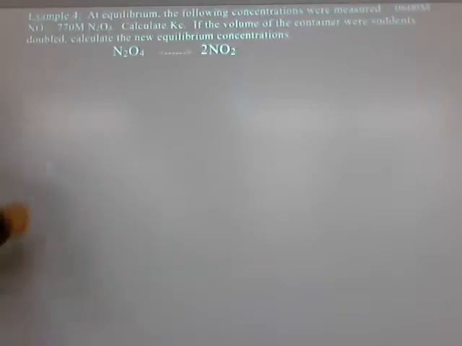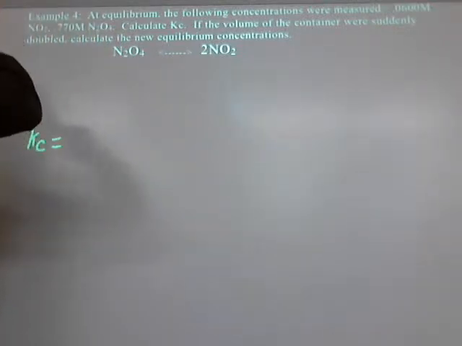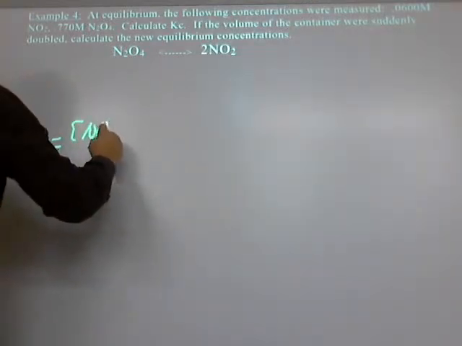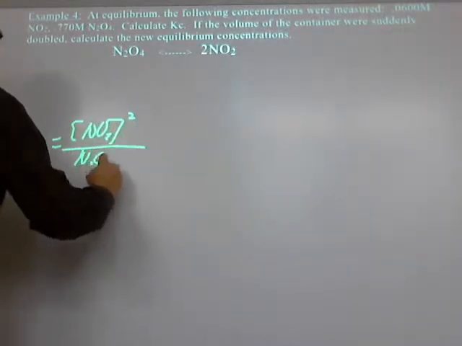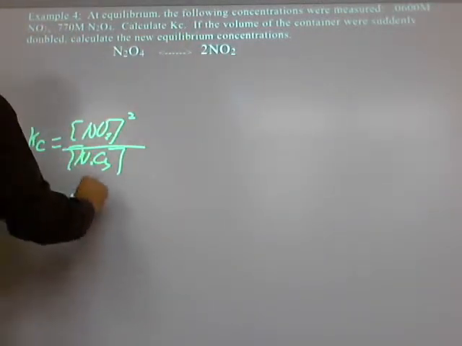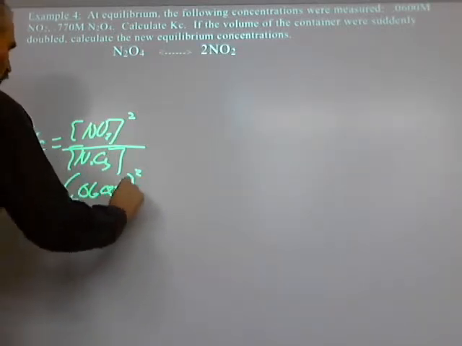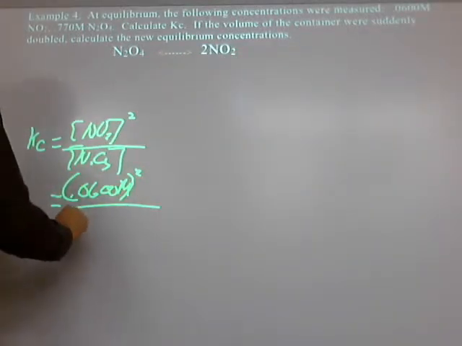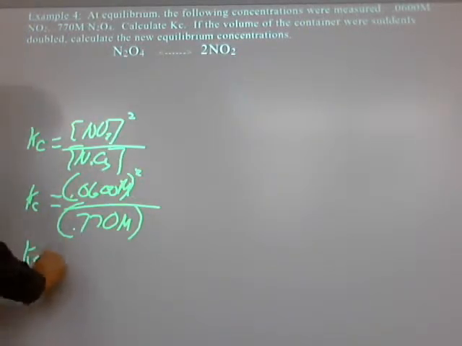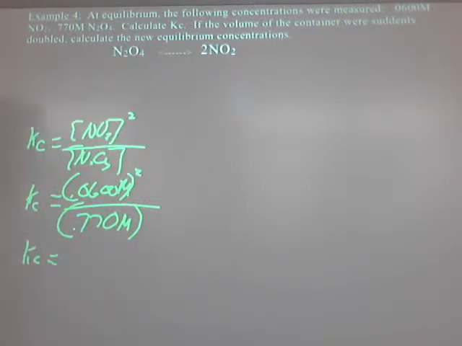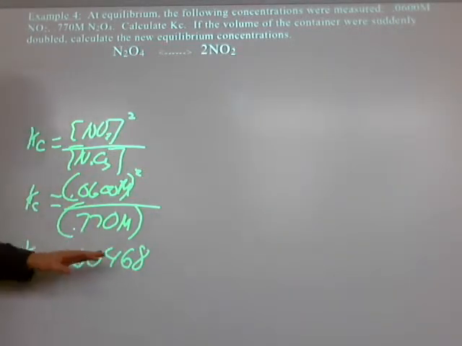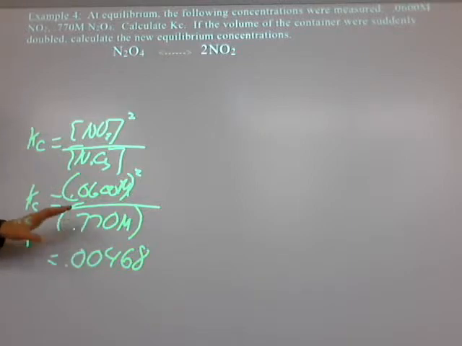I simply take my Kc, and I use the numbers as they are because there's no size of the container. I make sure I plug in the right ones. NO2 product over reactant N2O4. So I'm going to find Kc by plugging in NO2's concentration, which is 0.0600 squared, over 0.770 molar. And I would solve for Kc. I'm sure somebody at least has that much done. What do you have for Kc? 0.00468. Okay. So I've got my Kc now. Everybody can get that much of this problem done.